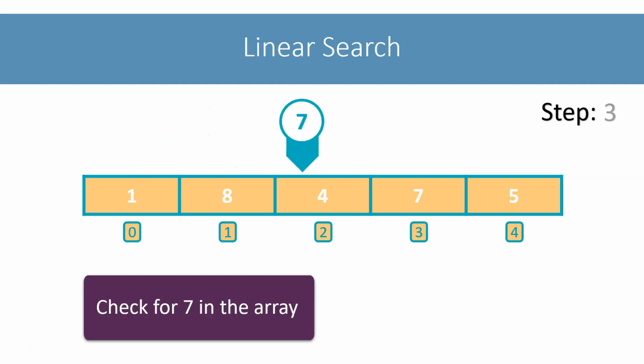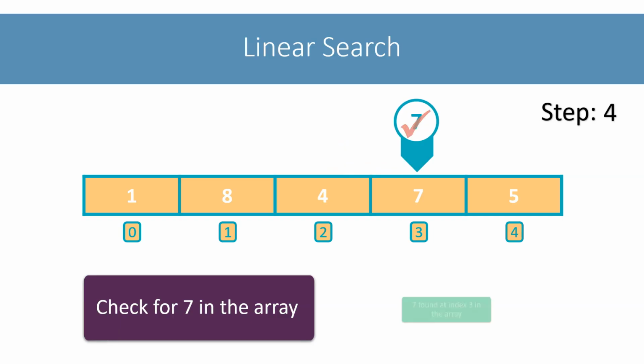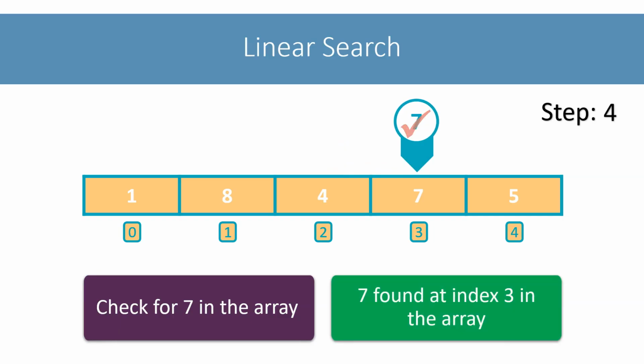We repeat this sequence until we have found our item, or we reach the end of the array and know that our element is not present in the array. In this case, we found 7 at index 3 in the array in 4 steps. Remember that it took us 4 steps to find 7 in the array.